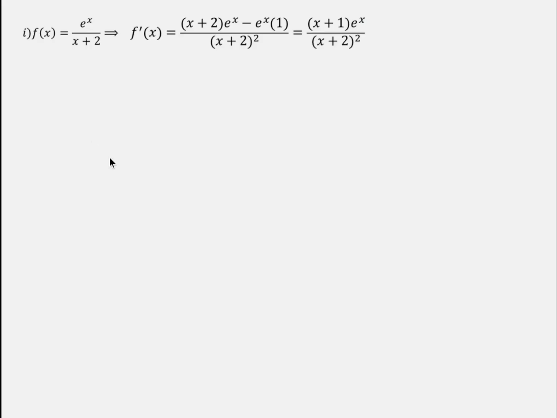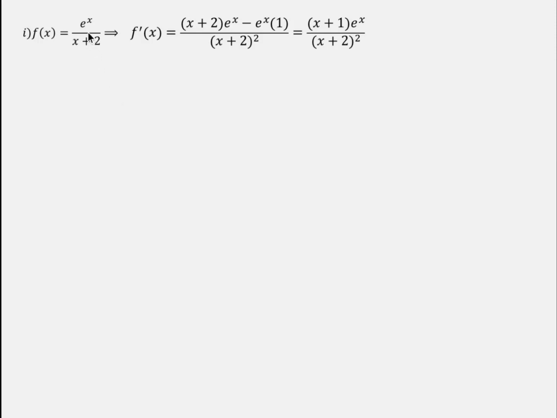Okay, we begin with the first part of the question. f of x equals e^x all over x plus 2, and we are required to find f prime of x and f prime prime of x in that first part.